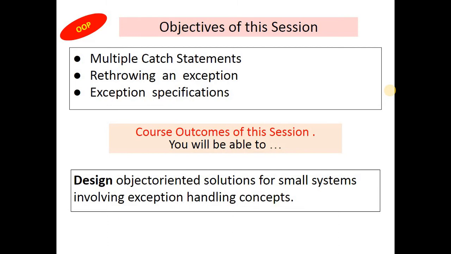So we saw that one single try can have multiple catch statements. In this session we will see how to use multiple catch statements. Again, if any exception is thrown and we don't want to handle that exception, we can rethrow an exception. So what is the syntax to rethrow an exception, and what do you mean by exception specification?